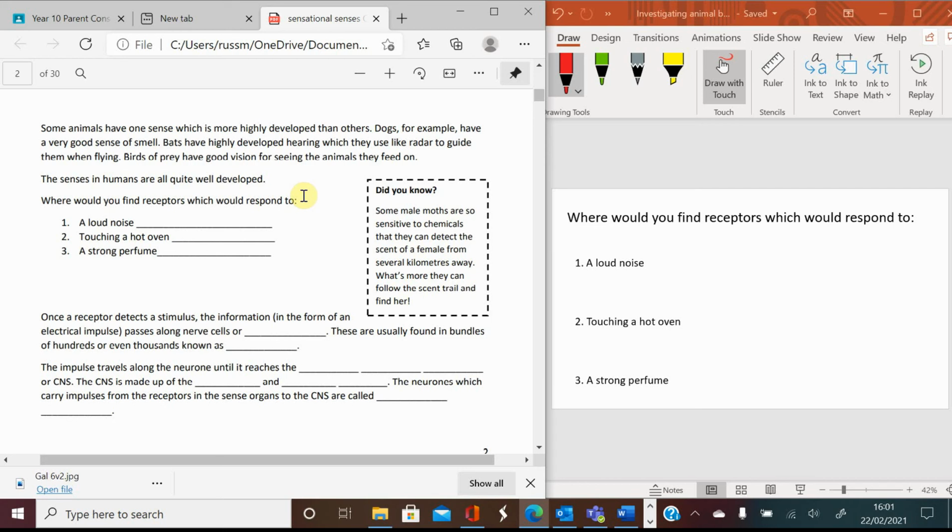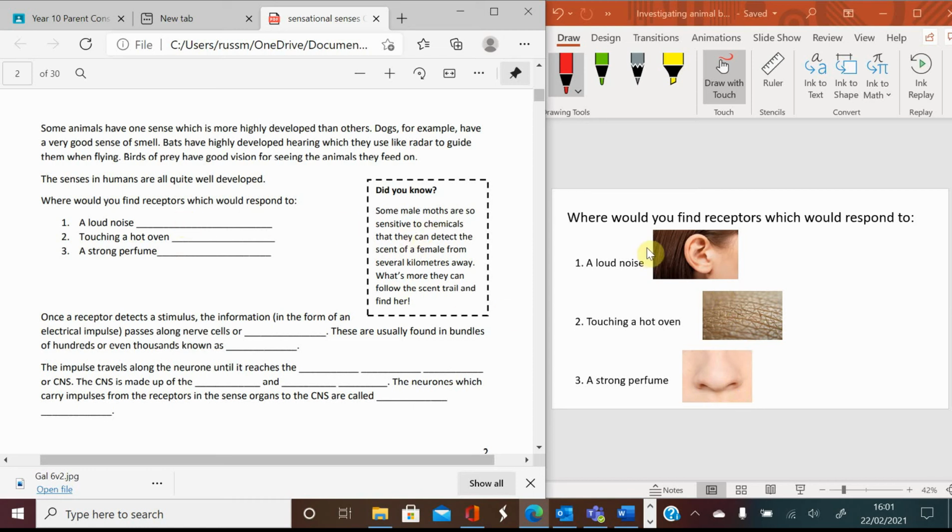Okay, the senses in humans are all quite well developed. We are reasonably good across the board, but not really as highly developed in any one area as some other animals. Okay, so where would you find these ones? Pretty straightforward. A loud noise. Hopefully you're okay with the ear. Touching a hot oven would be the skin, and then the strong perfume would be the nose. Okay, and you can scribble those in.